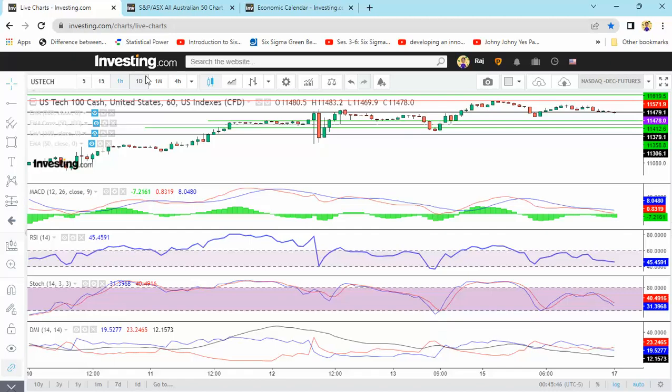The 1 hour charts. See the 1 hour charts. MACD is already converging to the sell side, and RSI is also looking downwards, and stochastic is also looking downwards. Now, DMI is on a neutral zone, I would say. So, MACD and stochastic are enough for us for the levels for the time. So, let's see what are the intraday levels for the day on NASDAQ.